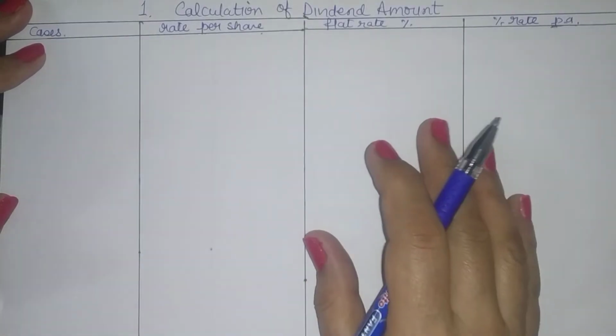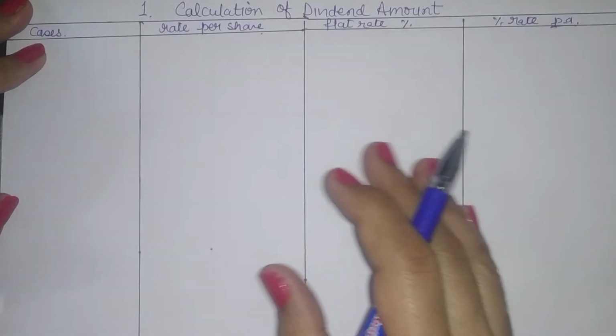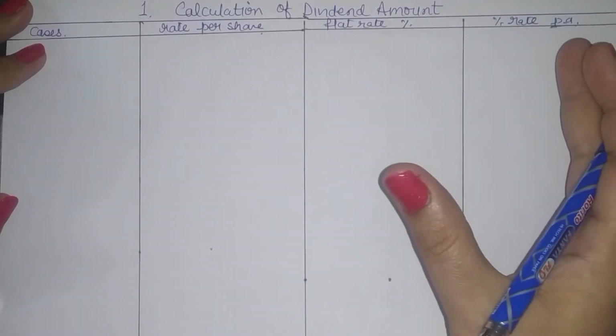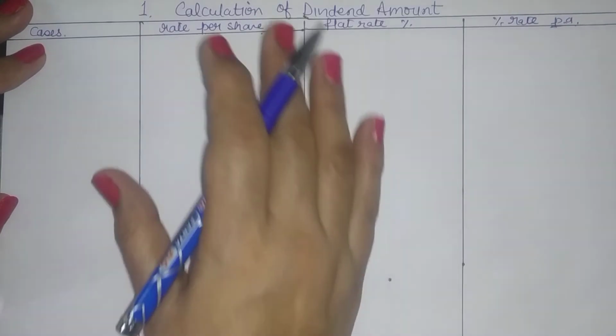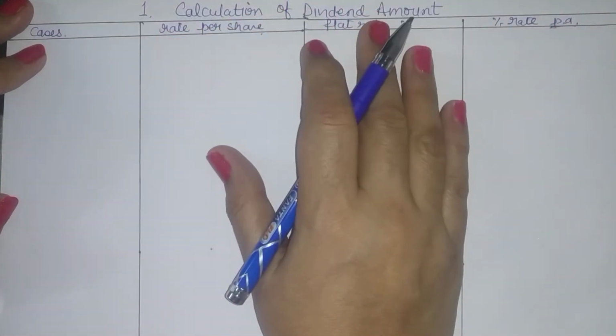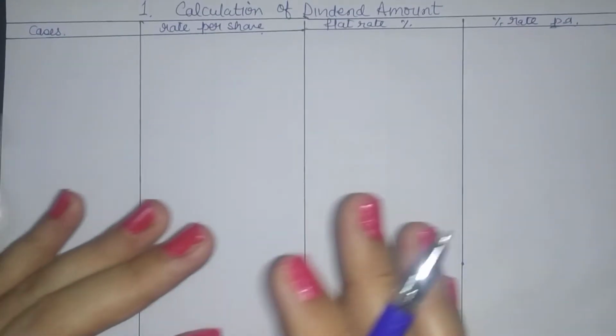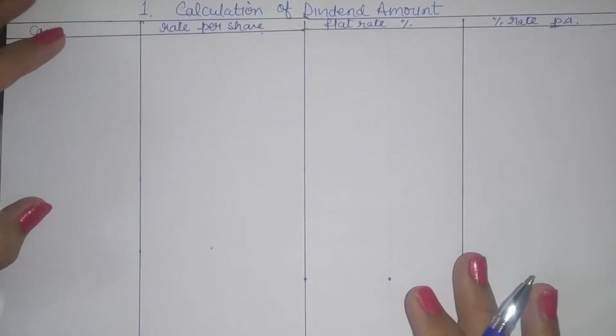Once these two things are settled, then we can move towards the journal entries. So before we take up journal entries, we have to take up these two issues. First one is the amount of dividend. So let us see how the calculation of the amount of dividend goes.